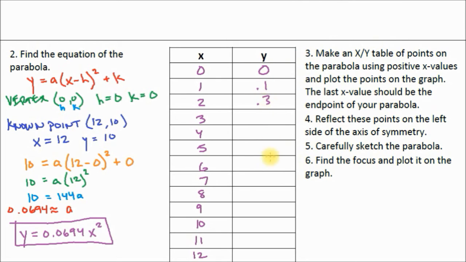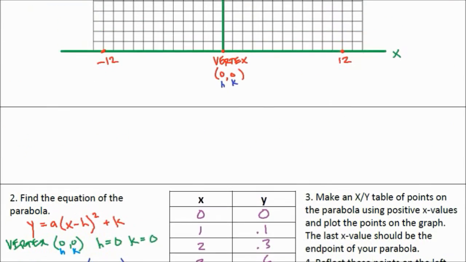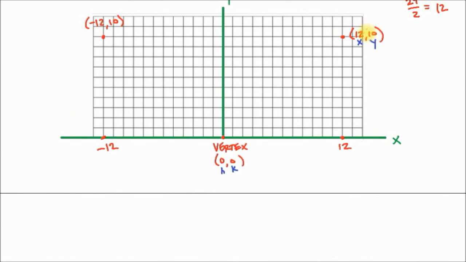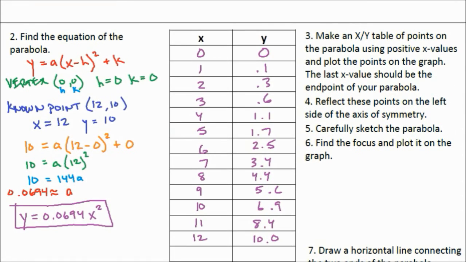Now you go through all these points, class, and write in all these values. I'm going to show the numbers to you now, but you should check a couple of them just to make sure you feel confident that you can do this. This is going to be 2.5. This is 3.4, 4.4, 5.6, 6.9, 8.4, and at 12 we get exactly, actually rounded to 10, which makes sense. When we plug in 12, we better get 10 because that was the point we were projecting is on our parabola. Alright, now we have to plot these points.